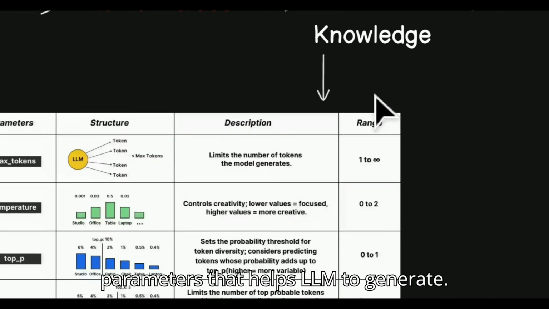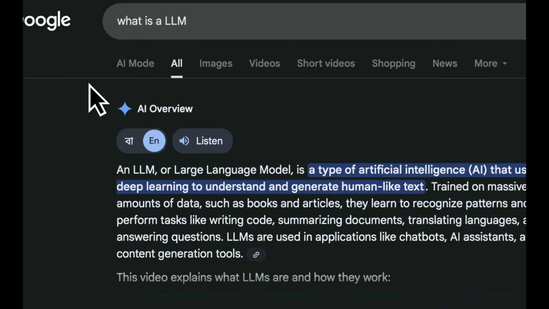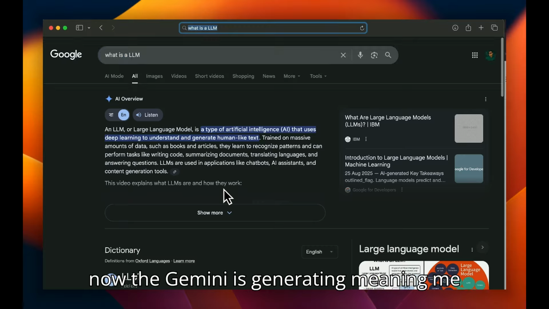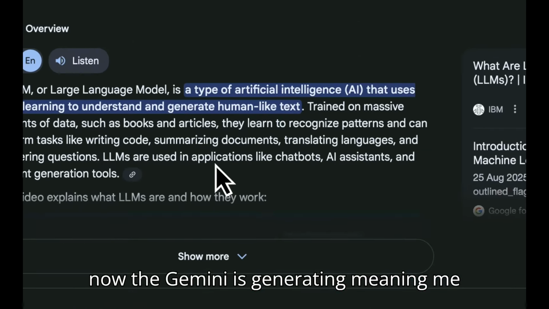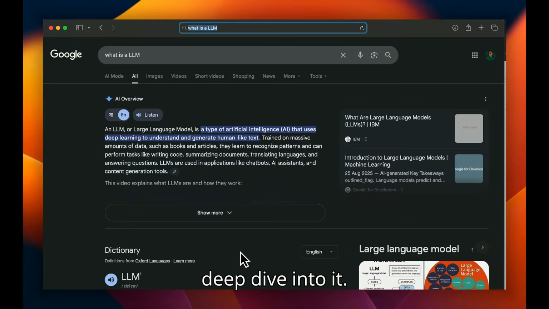So now the second part. If we head on to Google and search what is a LLM, this section was not there before. Google has introduced it while integrating Gemini, but before that it was indexing the links for me. It was not generating an answer for me. But now Gemini is generating an answer for me. So how is it working? Let's deep dive into it.